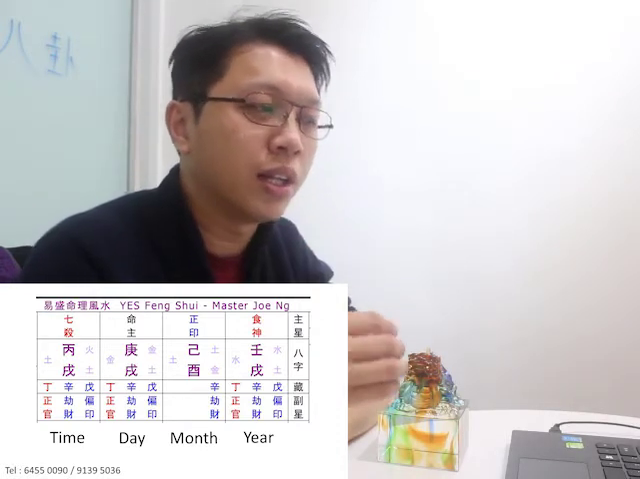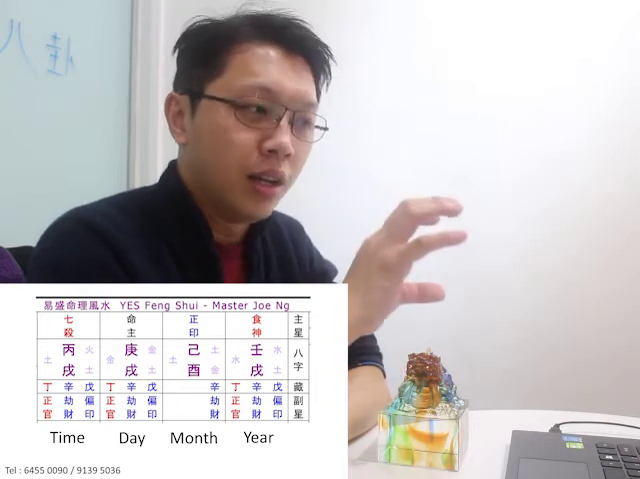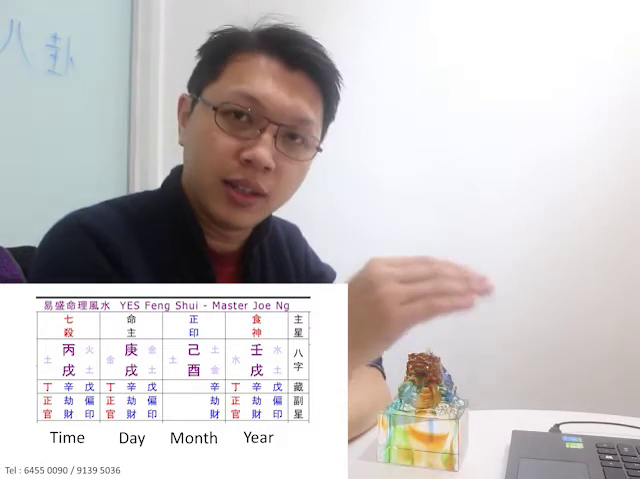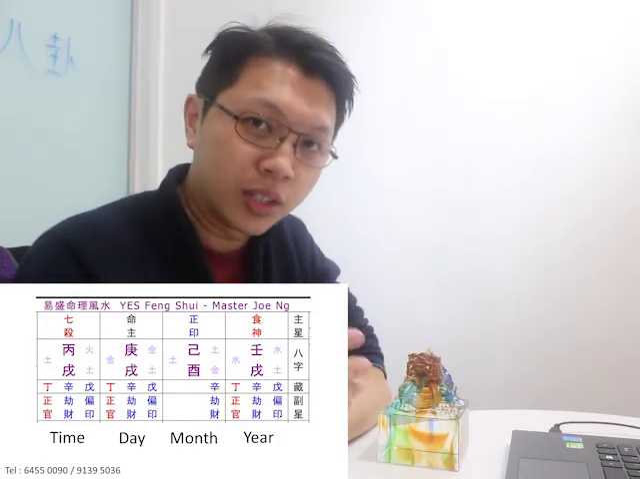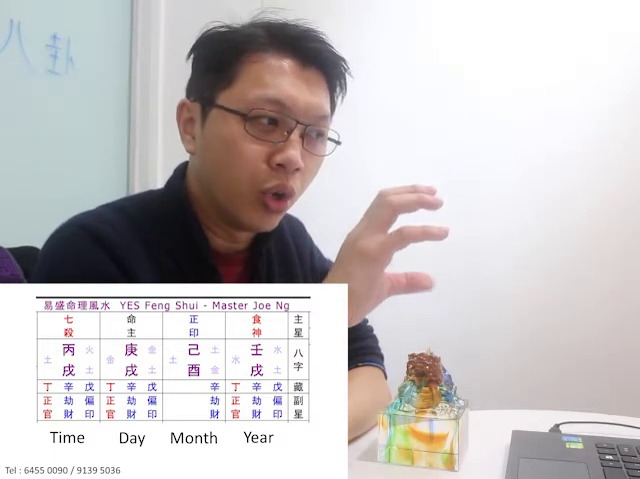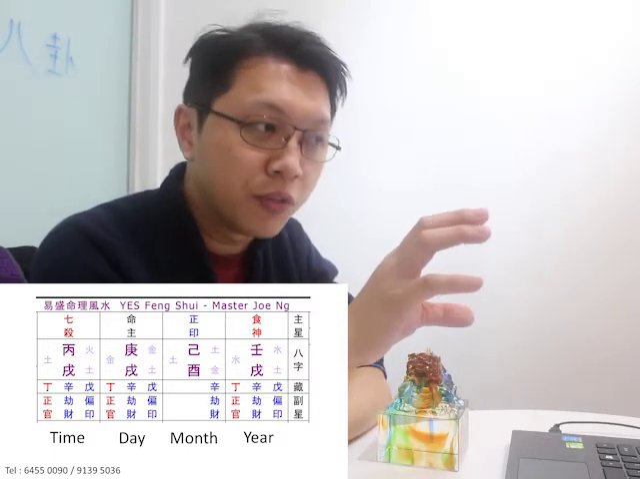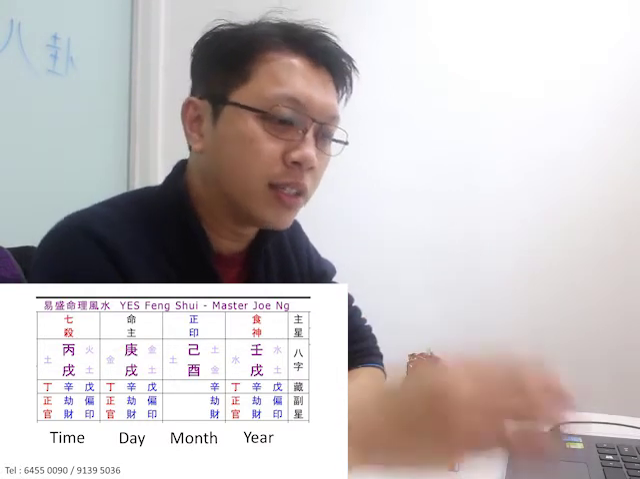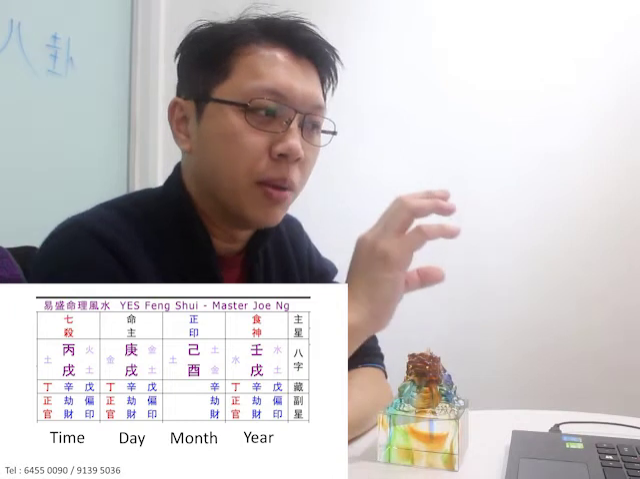If you still don't understand and you still don't know where to get this 八字 chart, okay, you can just contact me. The number is here, so you can just contact me or WhatsApp me. We can actually let you know your 八字 chart, your birth chart, based on the year, month, day, and time that you are born. So let's take a look right now based on this birth chart.